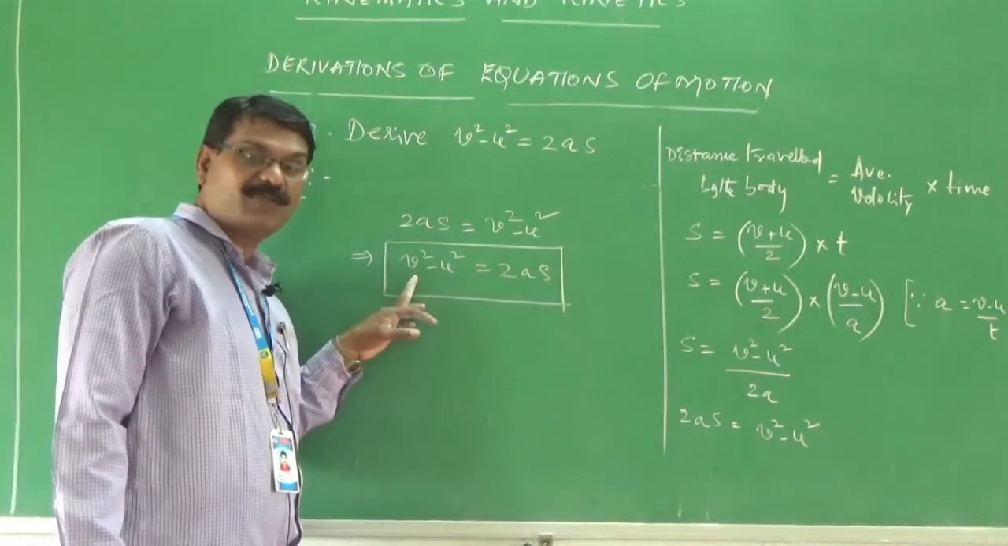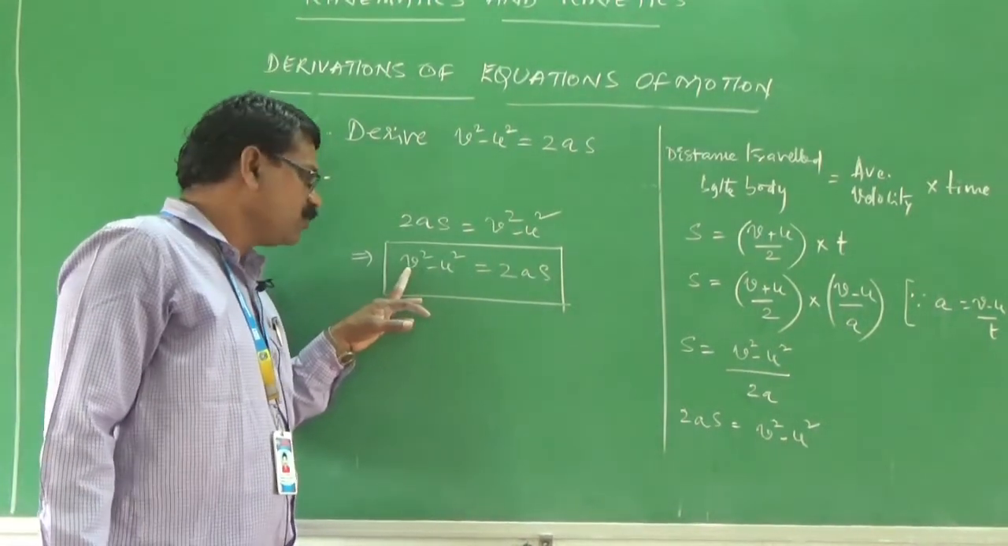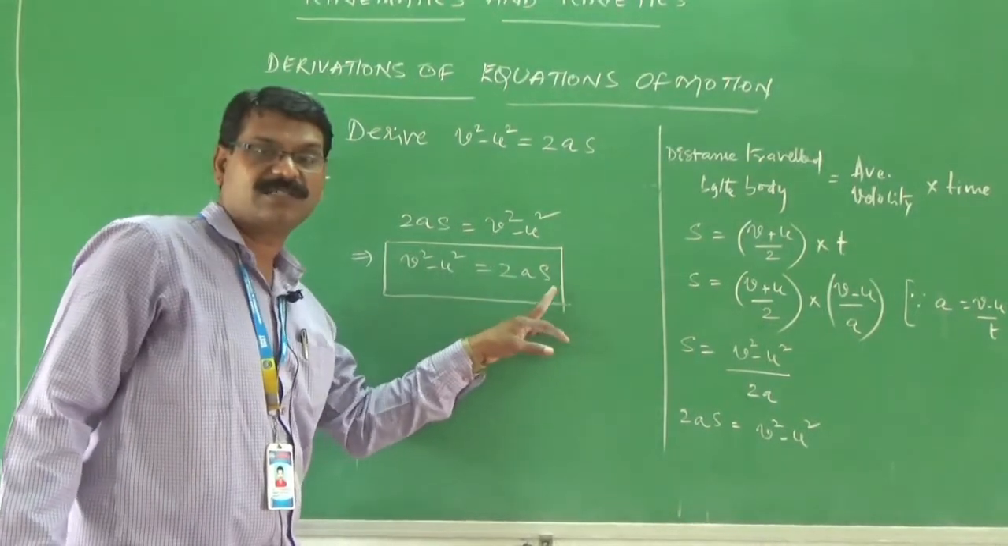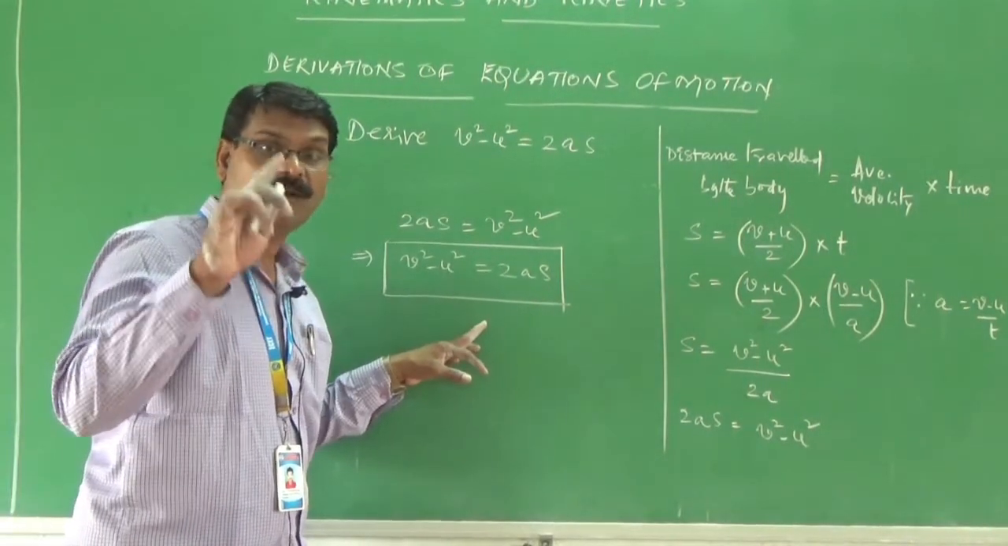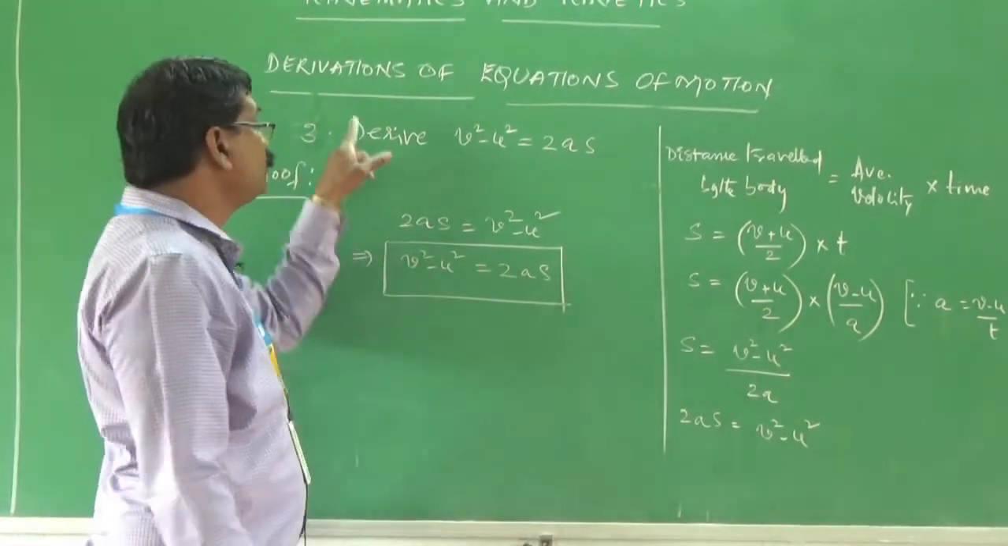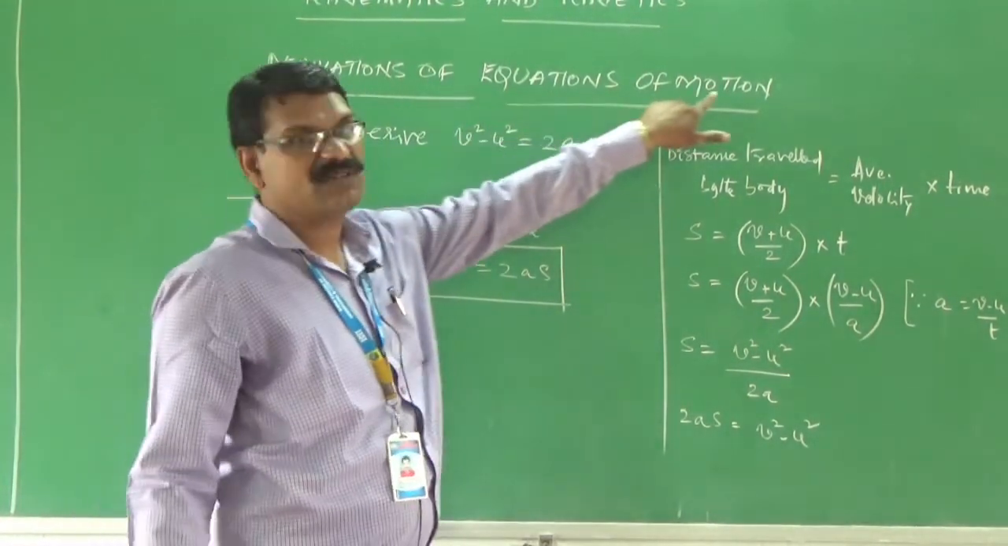In this equation, my dear students, V is called final velocity, U is initial velocity, A is acceleration, and S is called distance traveled by the body. This is the pattern of getting the expressions for derivations of equations of motion under gravity.